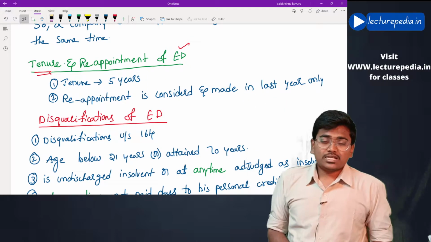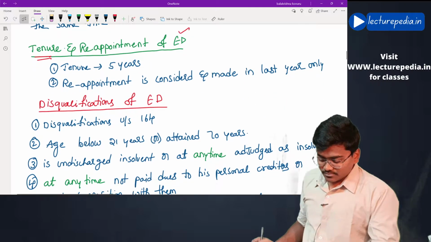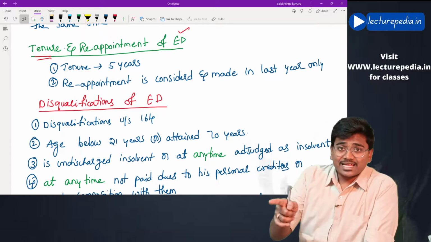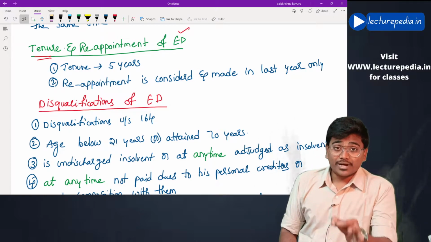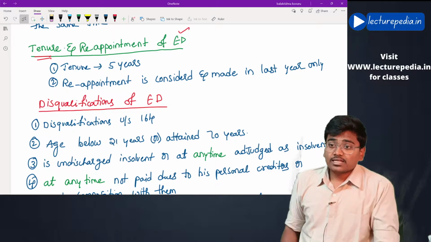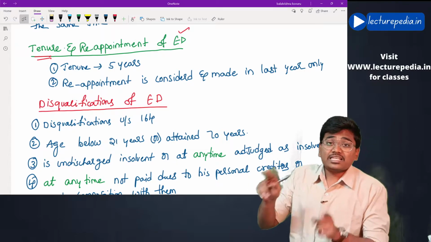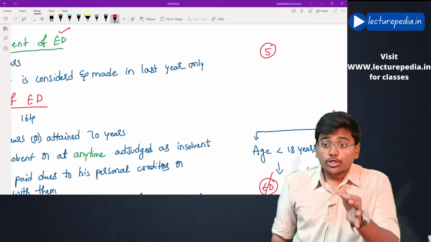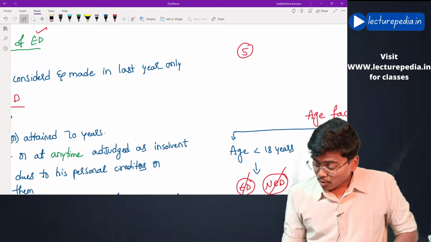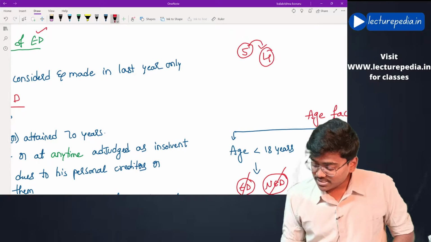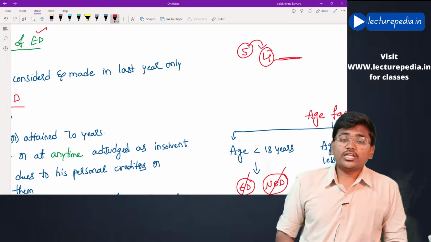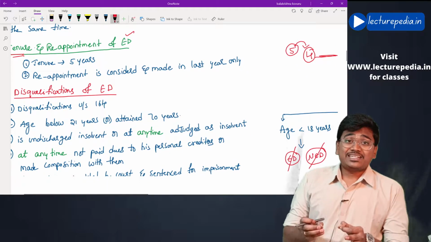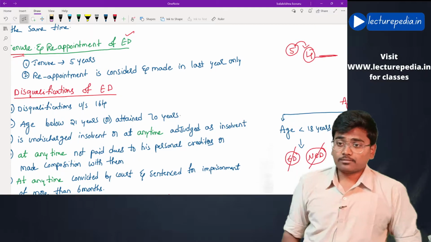Now the tenure, what is the tenure of this executive director? The tenure of the executive director will be 5 years. Whether after completion of this 5 years, whether he can again be reappointed? Yes, he can be reappointed, but the reappointment should be considered and made only in the last year. Let's say you have appointed managing director for 5 years. Now you can consider his reappointment only after completion of 4 years. That means in the last year of his tenure only you can consider his reappointment. Hope that is clear. That would be the tenure and reappointment of executive director.